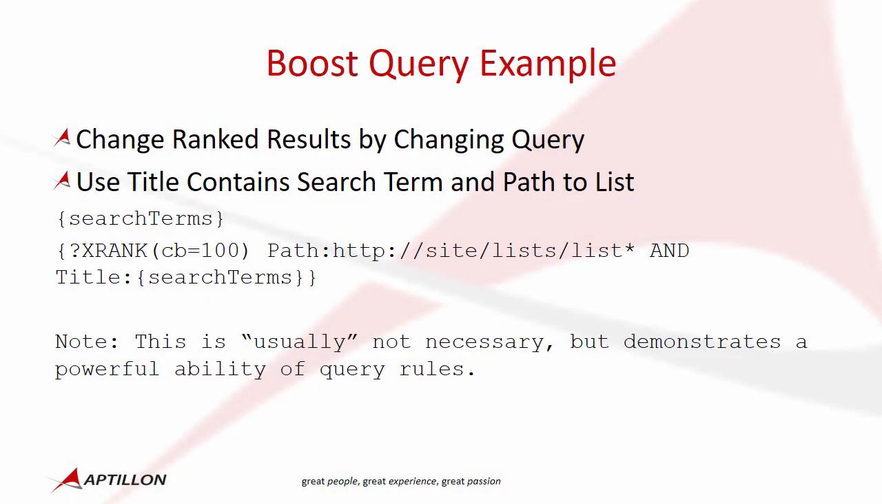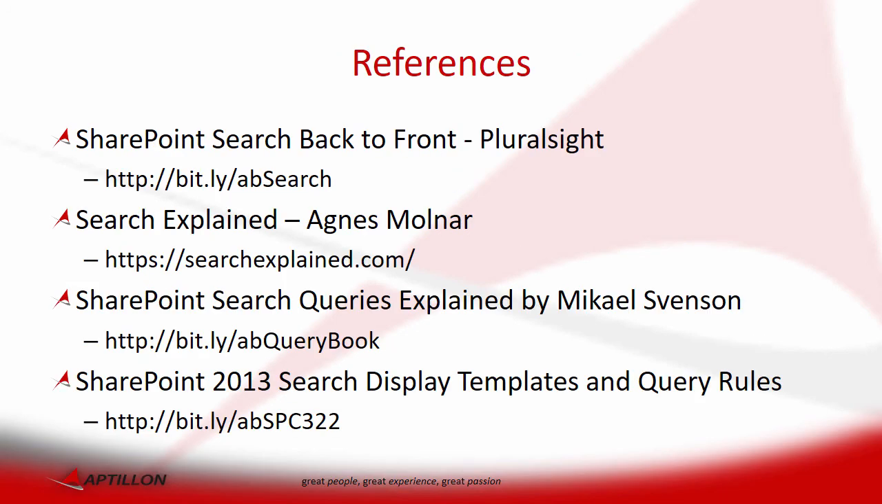So for this example, we changed the rank of results by changing the query. We used a query contains the terms, but when we use those search terms, we also added the XRank property to force a promotion of 100 to anything that matched our title. And like I said, this is usually not necessary, but it does demonstrate a very powerful capability of query rules.